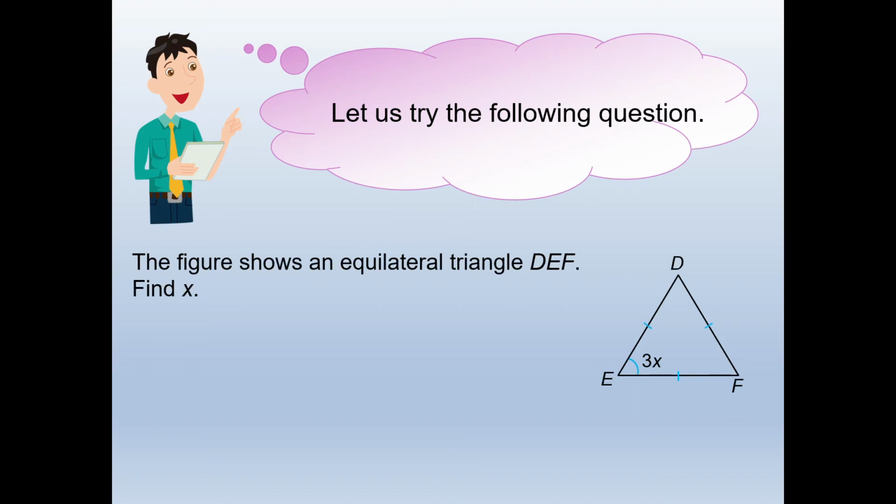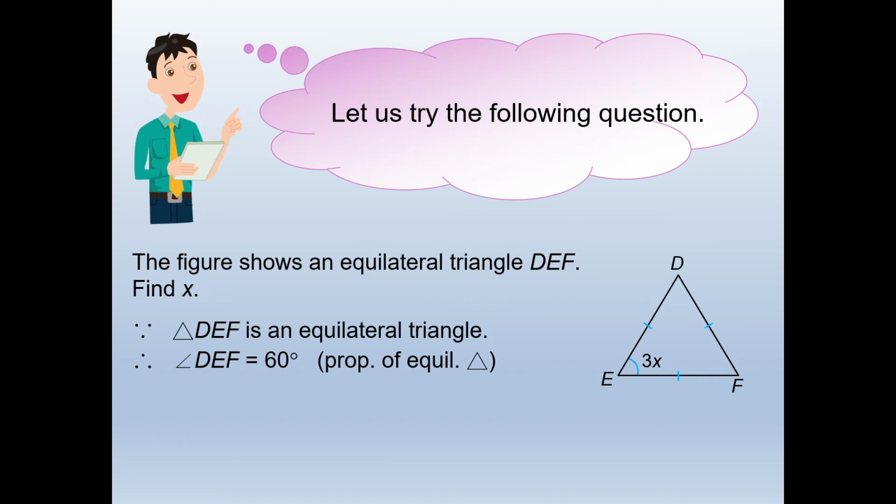So let's look at the example. In the figure, this is an equilateral triangle DEF. Can you find the value of x for me? Since this is an equilateral triangle, we may apply the property of equilateral triangle to say that each of the interior angles is 60 degrees. Therefore, by solving the equations, we have x equals 20 degrees.